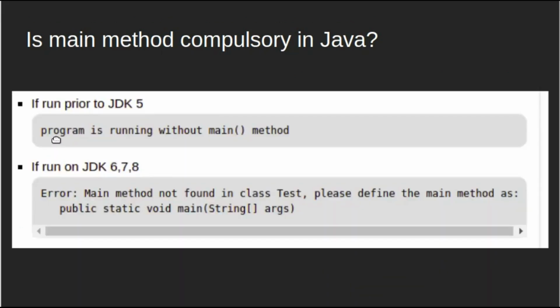So this is the output of the program. The program successfully runs in JDK 5, whereas in the case of JDK 6, program will successfully compile, but at runtime it will throw an error.